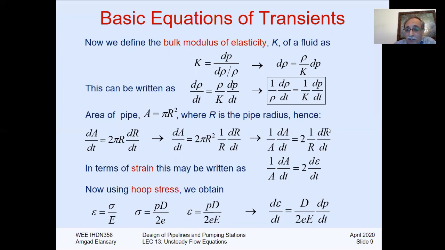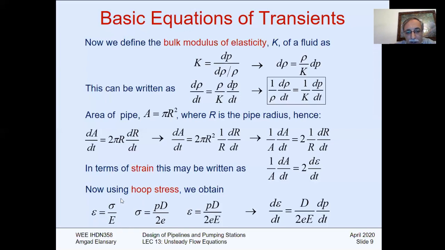Remember, the strain is defined as dr over r. So I'm going to replace dr over r with d epsilon, the strain. So the same value, 1 over A dA by dt, equals 2 multiplied by the derivative of the strain with respect to time. Again, I need something easy to measure, so I substitute using Hooke's law, where epsilon equals sigma over Young's modulus E. And we know that sigma is equal to P multiplied by D over 2e, where P is the pressure intensity, D is the pipe diameter, and e is the thickness of the pipe.